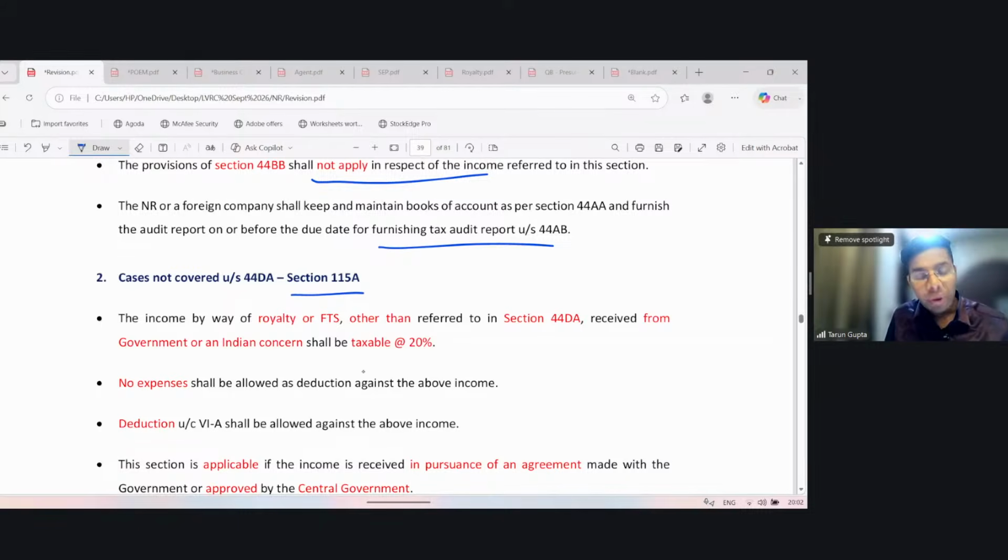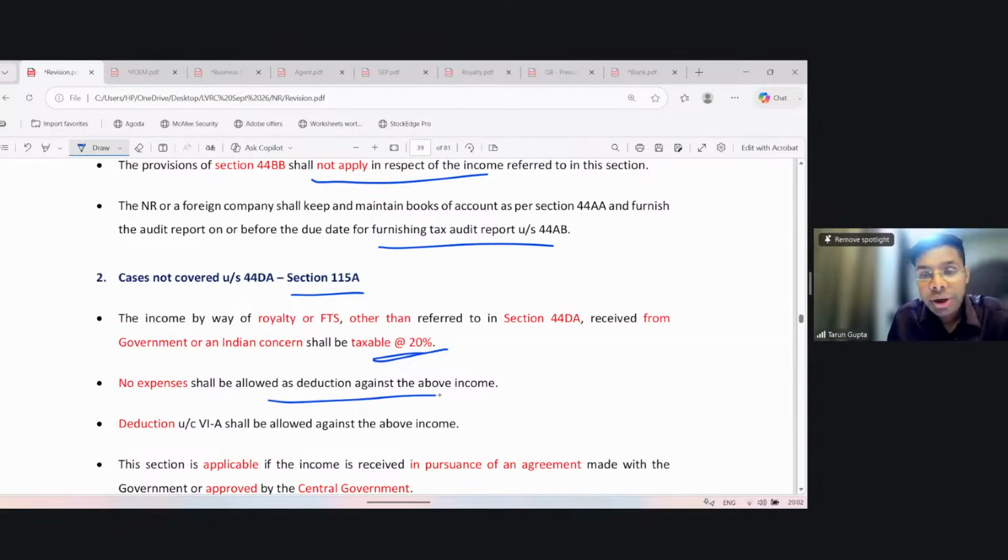What 115A says is that income by way of royalty or FTS, other than that referred to in Section 44DA, received from the government or an Indian concern shall be taxable at the rate of 20%. So there is a 20% rate under Section 115A in respect of all income: dividend, interest, royalty, FTS. Generally, there are some exceptions. Say, in case of IFSC, the tax rate on dividend is 10%. In case of interest, there is a rate of 5% also. Right?